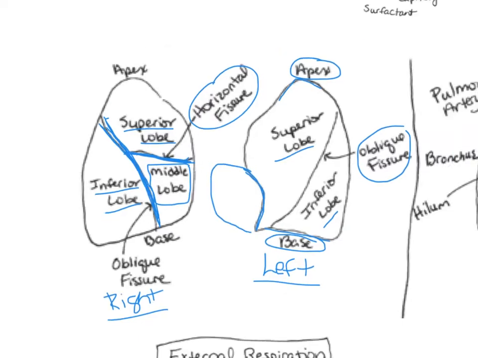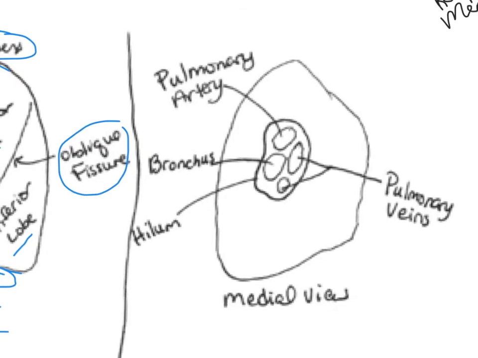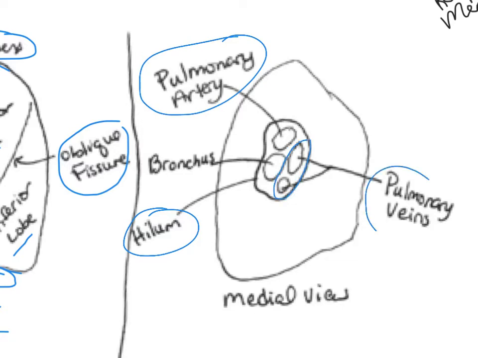On the medial aspect of the lung, we see the hilum. The hilum is where all those major passageways enter into the lung. We have the pulmonary artery that's bringing deoxygenated blood to the lung, and we have the two pulmonary veins that are taking oxygenated blood away from the lungs. And then we have the primary bronchus. All of those enter into the lung in a place that we call the hilum.